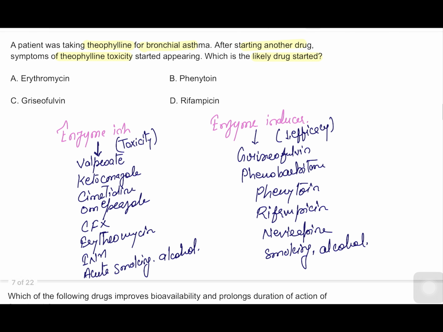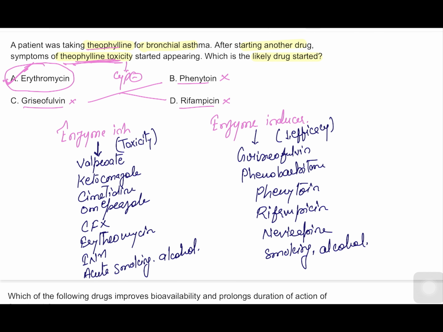So now we have added some drug which has caused the toxicity, means we have added some drug which is a cytochrome P inhibitor. So is phenytoin a cytochrome P inhibitor? No. Rifampicin? No. Griseofulvin? No. So all these three are enzyme inducers. The only inhibitor in the options is erythromycin. So if we add erythromycin with theophylline, we will have theophylline toxicity symptoms.